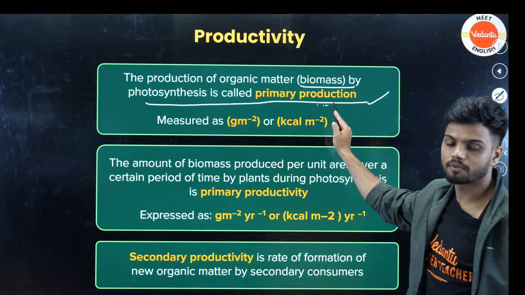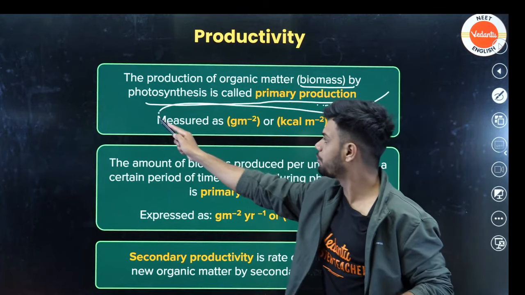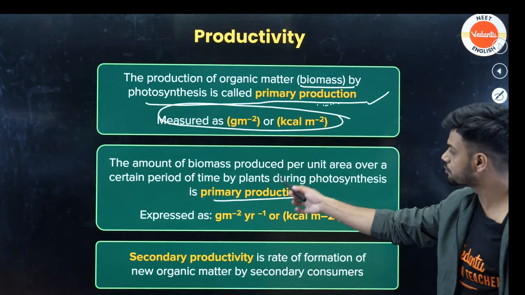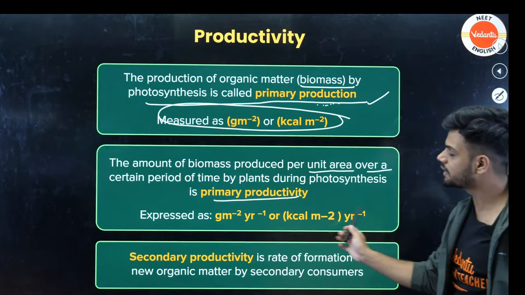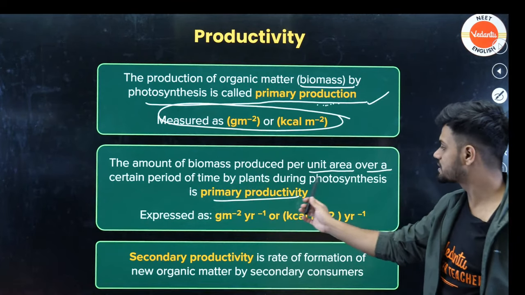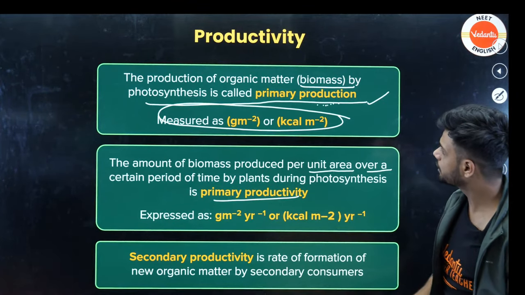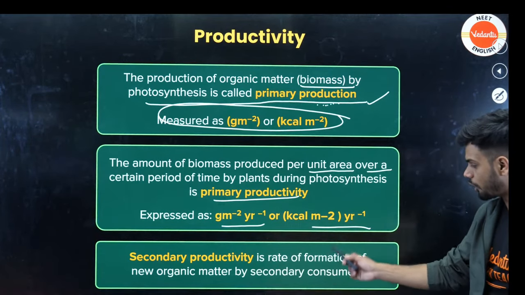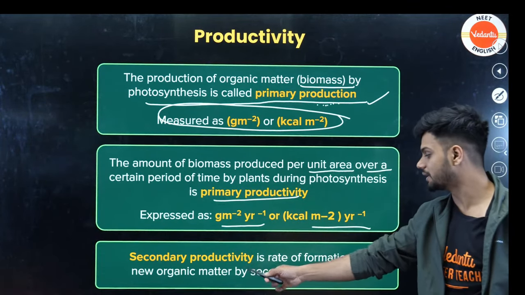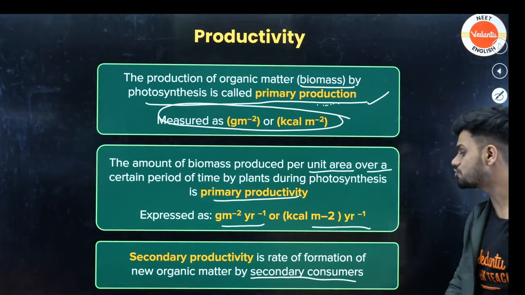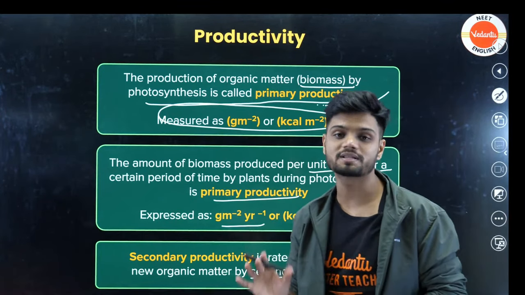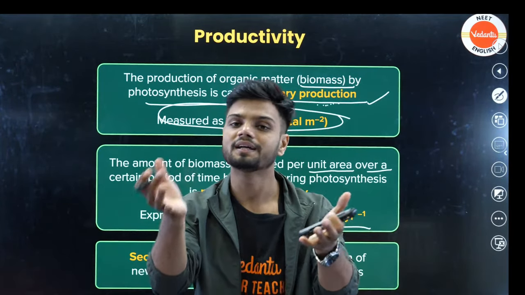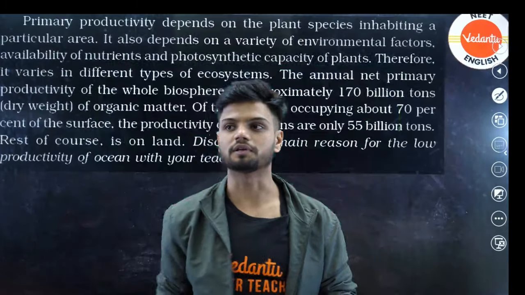This is for all the board students. And this is very important. What is primary productivity? The amount of biomass produced per unit area over a period of time by the plants is given by primary productivity. Okay? Expressed in terms of year. Secondary productivity is the rate of formation of new organic matter by secondary consumers or the consumers in general. So consumers are making some productivity. That is your secondary productivity.